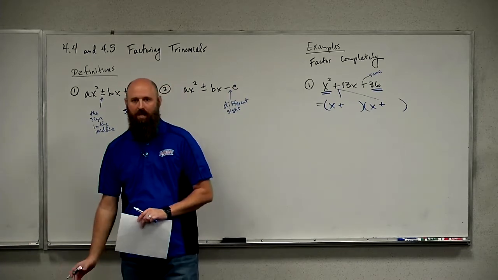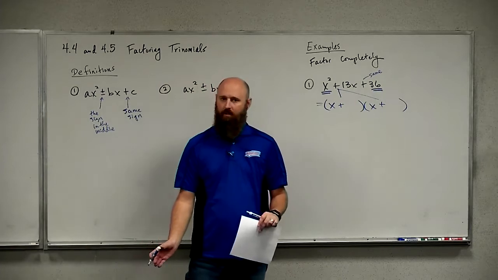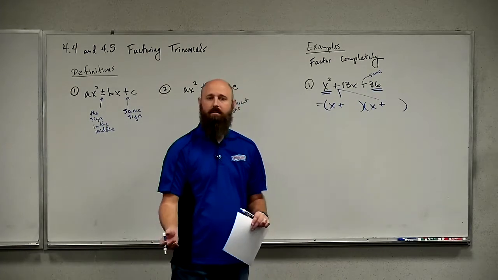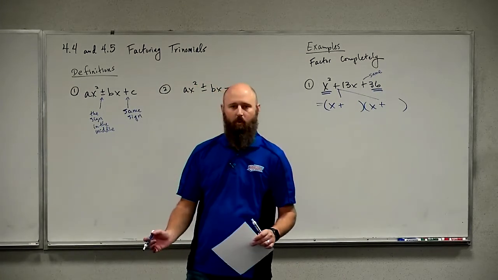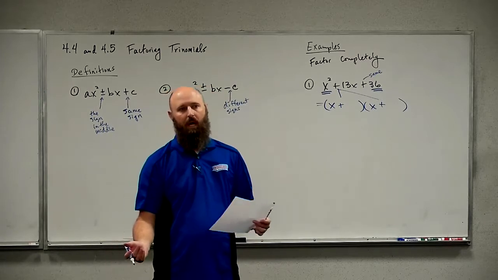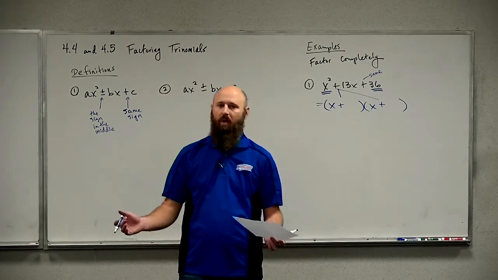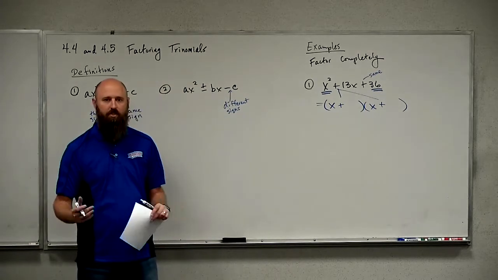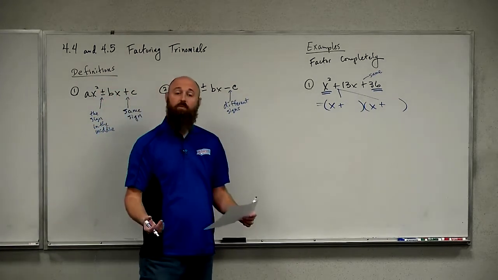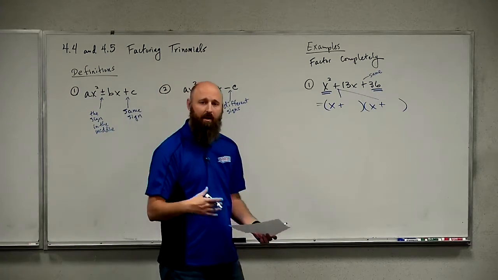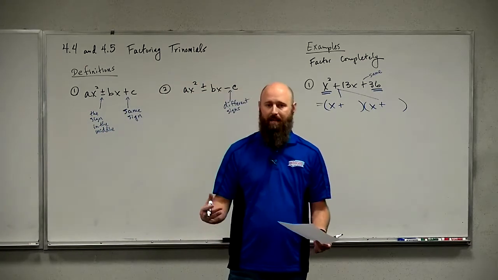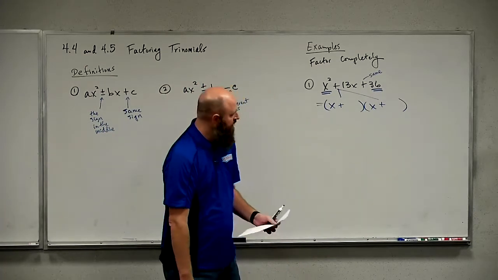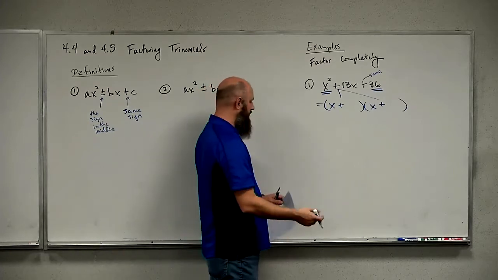Now 36, we have a few different ways of getting to 36, right? We've got 6 and 6, 9 and 4, 3 and 12, 2 and 18, 1 and 36. So we want to kind of think through those and just pick whatever and start multiplying it back out. Okay, and you'll get better at identifying these problems as we move through them. All right, so let's just kind of pick one.